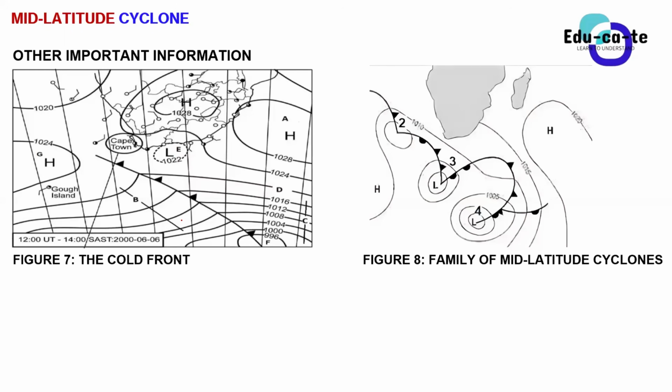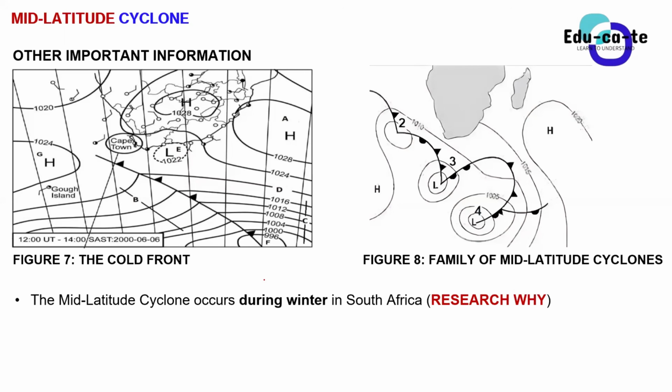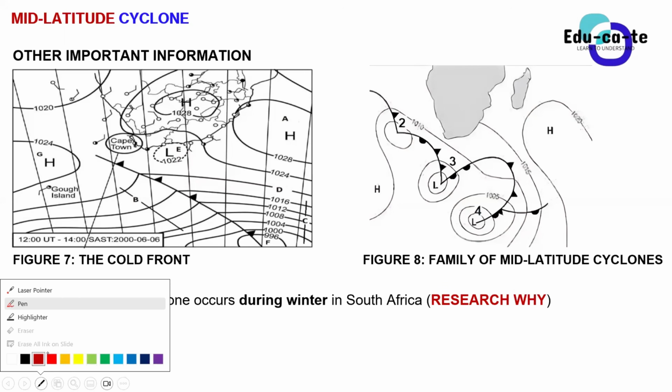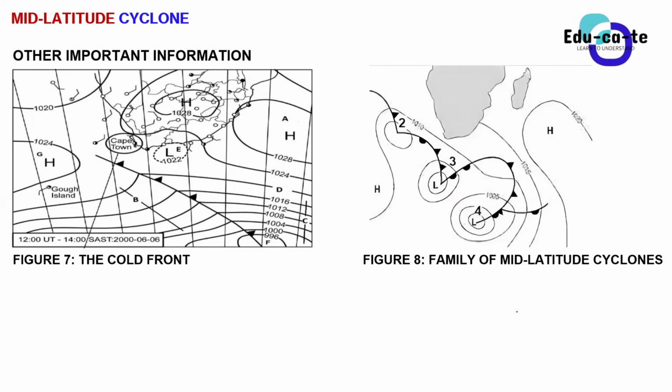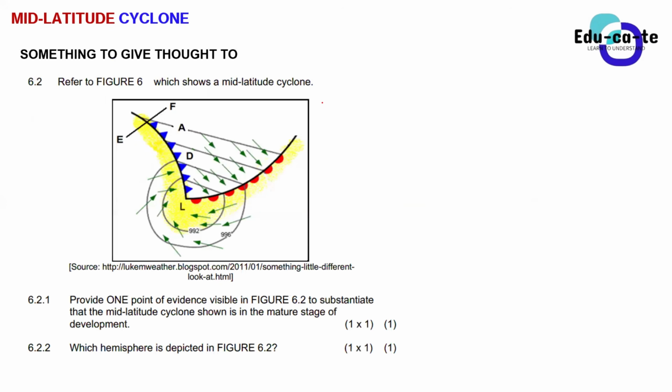Okay, just other important information about the mid-latitude cyclone. The mid-latitude cyclone occurs in the winter season in South Africa. So it affects South Africa during winter. So you need to research why that is. Why does it affect South Africa during winter? Why not summer? So that's the task. This is homework number 2. Homework number 1 is the previous activity that I showed you. This one. This is homework number 1.